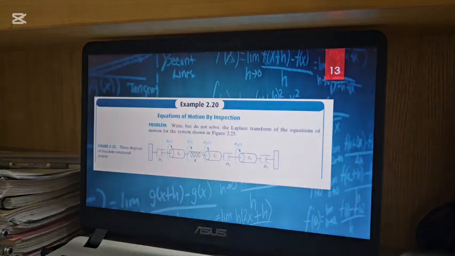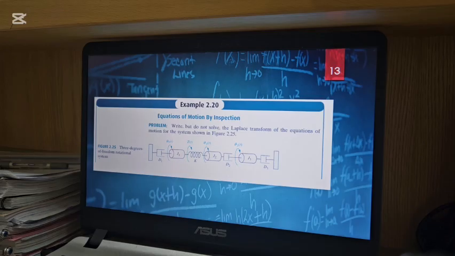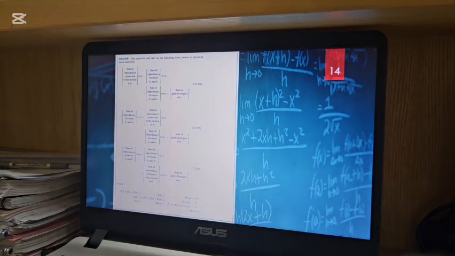Example 2.20, equations of motion by inspection. The problem: write the Laplace transform of the equation of motion for the system shown in the figure. In this figure, we have a damper, inertia, spring, a second inertia and second damper, and a third inertia and third damper also. So we have only one spring, 3 dampers, 3 inertias. So start with the solution.